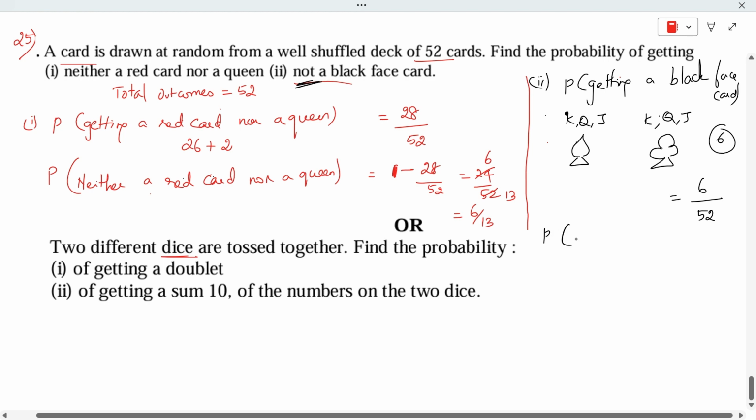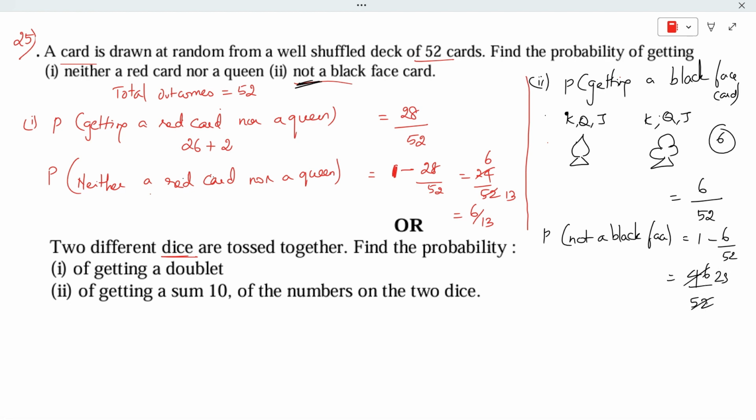But my question is the probability of getting not a black face card. So it will be subtracted from 1. So 1 minus 6 by 52 is equal to 46 by 52. If you cancel by 2, it is going to be 23 by 26. So the answer is 23 by 26.